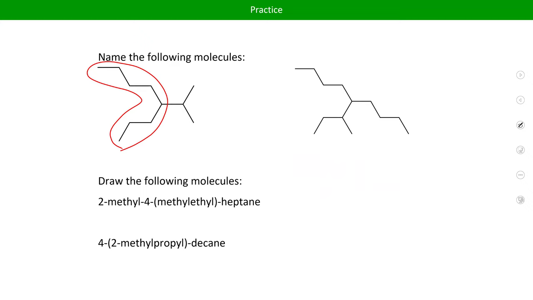All right, so that's an octane. And it's just a single branch, but it's a complex branch. This is our special case where I'll allow you to say isopropyl. But you could also just say 4-methyl-methyl. And you would still have to put the 4 on it. If it's isopropyl, it would be 4-isopropyl.